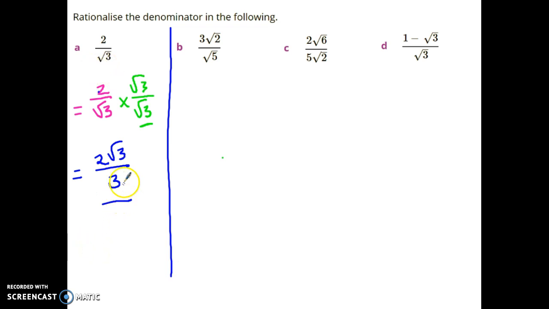If you don't believe me that I haven't changed the value, if you key this into the calculator and get a decimal approximation, you'll find that it's exactly the same value. All I've done is multiply it by 1.